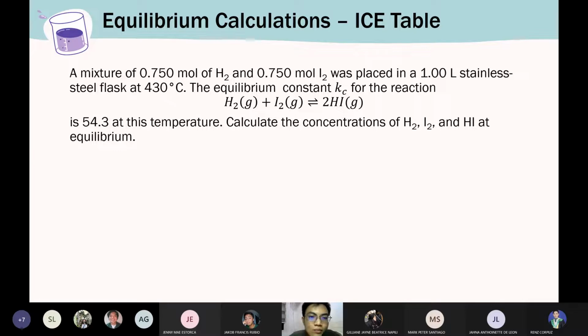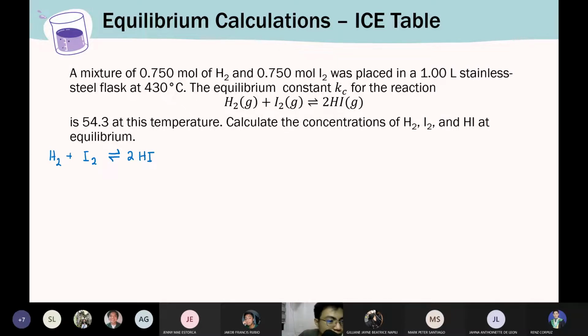So, yan. Sabi sa problem, binigay yung initial amounts, hanapin yung equilibrium. Pag ganun yung uri ng problem mo, ano gagawin mo? Maghanap ng X. Gawa ka ice table. Okay? So, pag binigay initial, nahanap equilibrium, gawa agad ice table. So, susulat ako ng ice table uli sa gilid. So, you copy the reaction. Okay, so H2 plus I2 in equilibrium with 2HI.